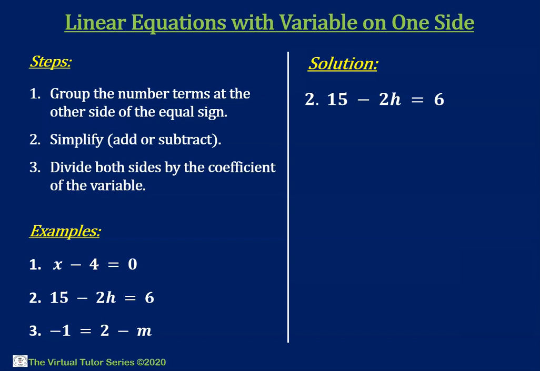So on the left-hand side, we have 15 minus 2h minus 15. And on the right-hand side, we have 6 minus 15. -15 cancels out 15. So we have -2h on the left-hand side. And on the right-hand side, we have 6 minus 15 to be -9.